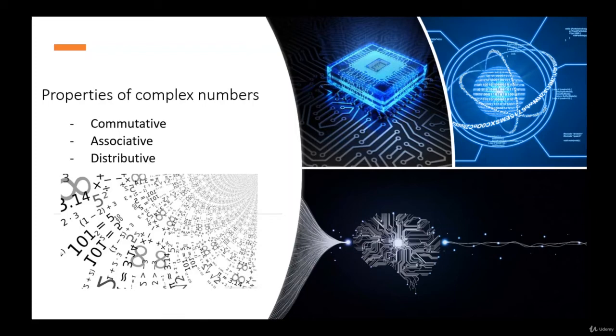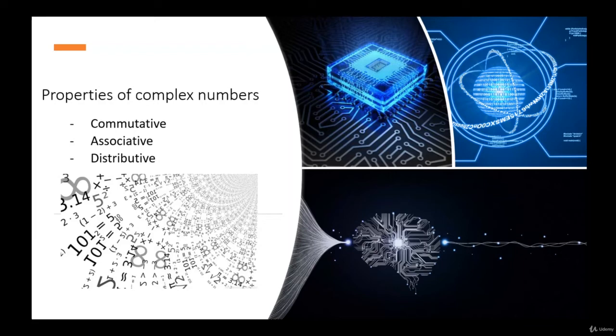For the commutative part, what exactly this means is pretty simple. That means that changing the order of the operation will not change the result at the end. So let's say we have the same complex number that we had before. Our complex number is a equals i plus 5. So in this case, i plus 5 would be our complex number.